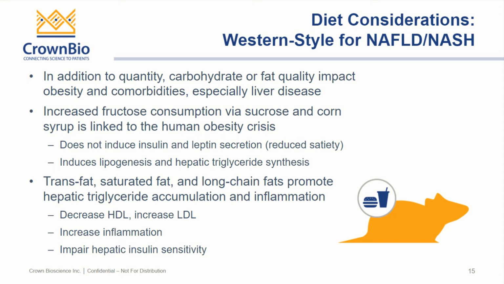Nevertheless, fructose is estimated to contribute about 9% of the average daily energy consumption in the American diet, and this is a relatively recent introduction on the evolutionary scale. Trans fats, saturated fats, and even long-chain mono or polyunsaturated fats have also been shown to have some deleterious effects on metabolism and inflammation in the liver.